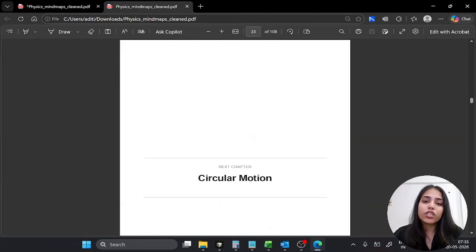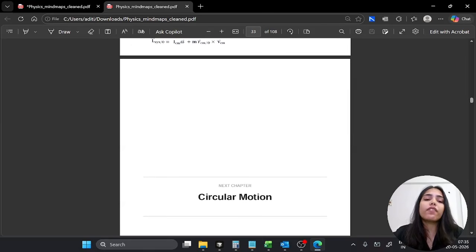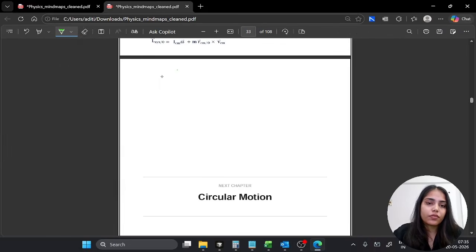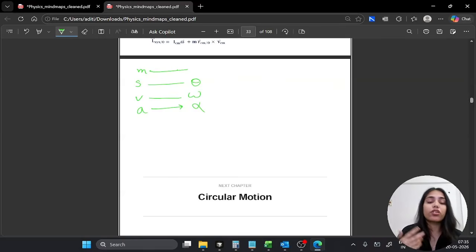In normal motion, we have mass, distance, velocity, and acceleration. When we shift to rotational motion, the acceleration is taken as angular acceleration. Velocity is taken as omega, or angular velocity. Distance or displacement is taken as angular displacement, denoted by theta. And the mass equivalent of an object, when we go from normal motion to rotational motion, becomes inertia.